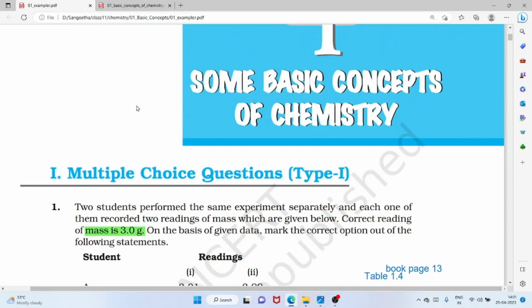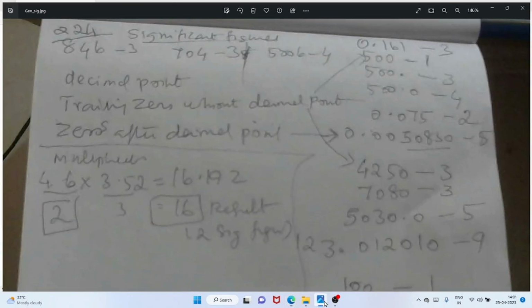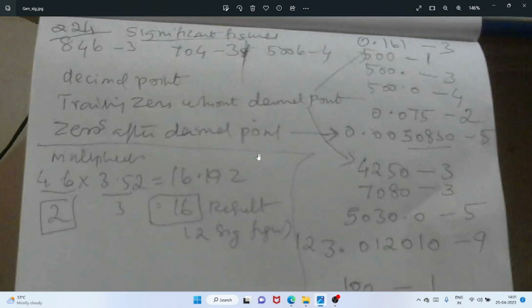Okay, we will go through the exemplar questions in the class 11 chemistry, first chapter, basic concepts of chemistry. Before going through it, I will show you how to find the number of significant figures. That will be useful. Here 846 has 3 significant figures, and 704 also has 3. Here we have 4 significant figures, but 500 has only 1 significant figure. Those are trailing zeros. If you don't have a decimal point, then you have to discard the 0.